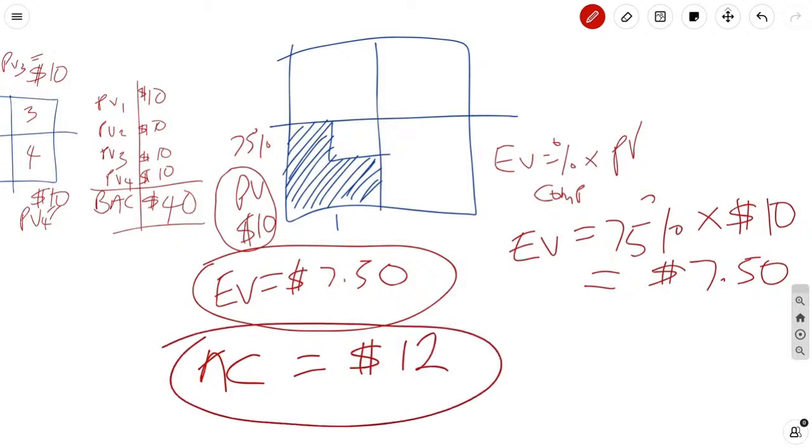Now you can juxtapose these three variables. What was planned was $10 worth of work. What was done is $7.50. Think about it. You promised you were going to get $10 worth of work done, but you only got $7.50 done. You are behind schedule. Think about it. Just compare these two, just these two.